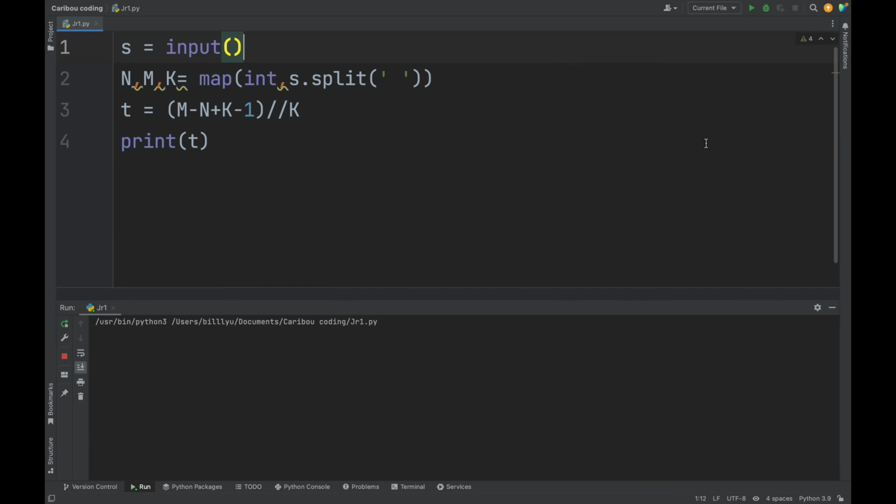So now let's run it. So 4, 80, and then 5. This gives 17. So now let's try 5, 45, and 5. This gives 8.